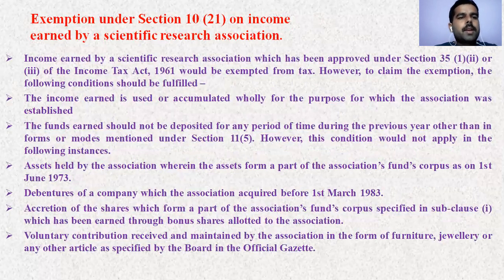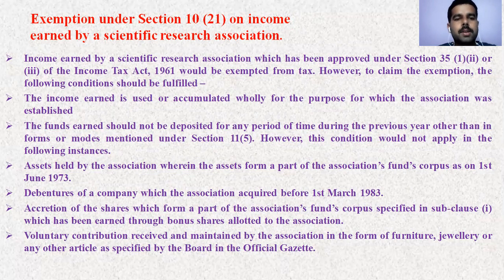Okay, the next one, exemption under section 10(21) on income earned by a scientific research association. Income earned by a scientific research association which has been approved under section 35(1) of the Income Tax Act, 1961 would be exempted from tax. However, to claim the exemption, the following conditions should be fulfilled. Okay, these are the conditions. You observe the conditions carefully.